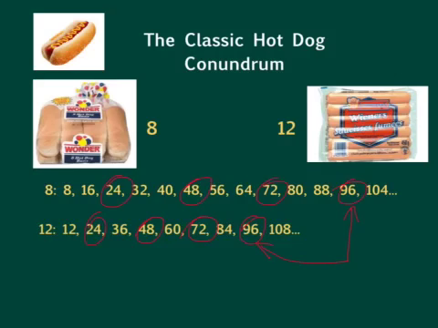But how many packages of buns do I need to buy? Well, I go to the 8 multiples list and I count how many packages I need in order to make 96. 1, 2, 3, 4, 5, 6, 7, 8, 9, 10, 11, 12. So I need to make a run to the store to pick up 12 packages of buns. And how many packages of wieners? 1, 2, 3, 4, 5, 6, 7, 8. I need to get 8 packages of wieners.